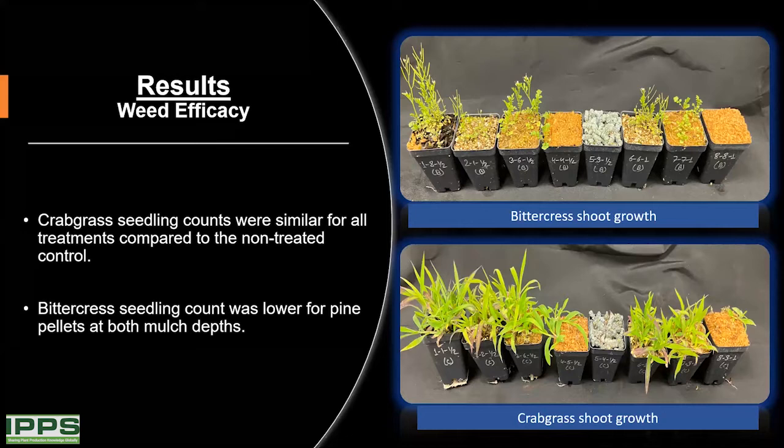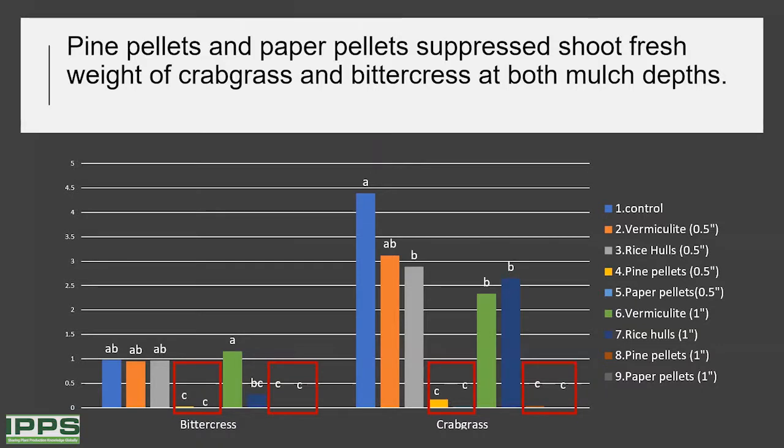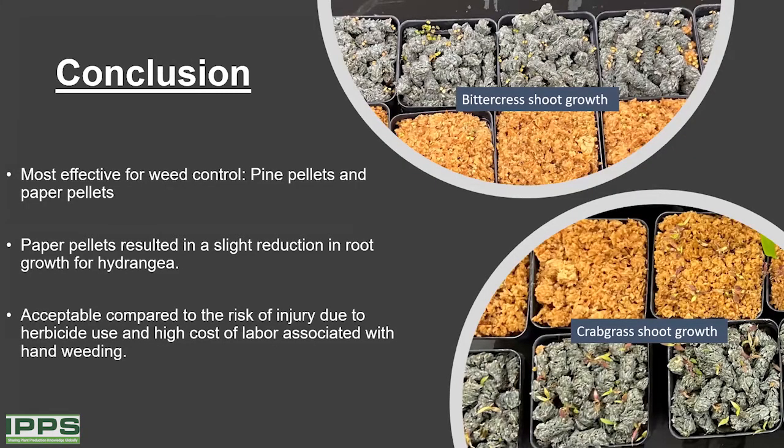For the weed efficacy experiment, crabgrass seedling count was similar for all treatments compared to the non-treated control, and bittergrass seedling count was lower for pine pellets at both mulch depths. Pine pellets and paper pellets suppressed shoot fresh weight of crabgrass and bittergrass at both mulch depths. From this study, we found out that mulches have good potential for controlling weeds in propagation. We concluded pine pellets and paper pellets were most effective for controlling weeds in propagation. Even though the weeds germinated in pine pellets and paper pellets, they couldn't grow well.